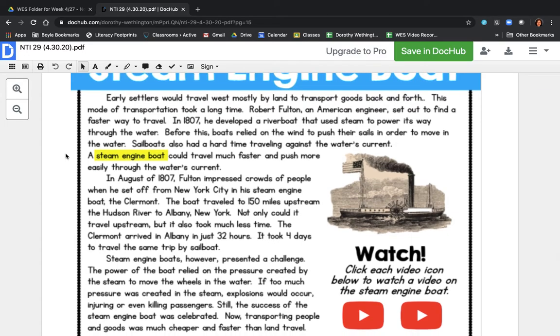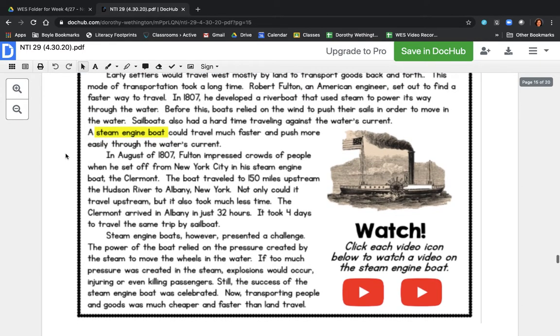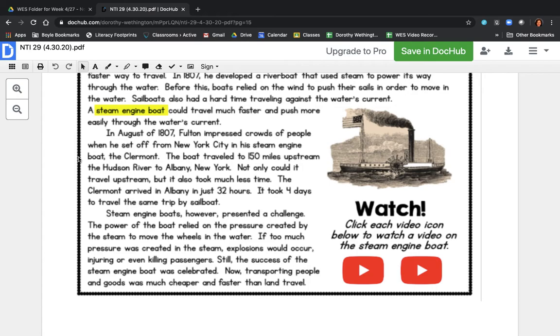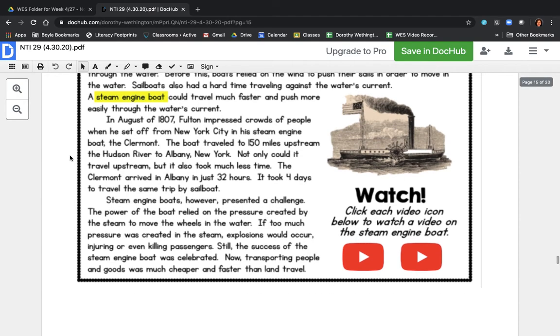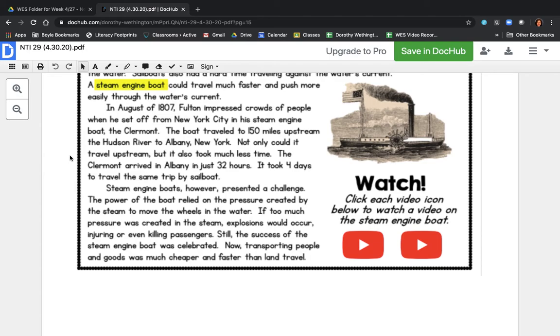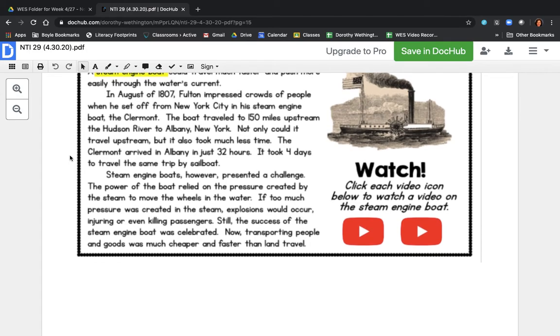A steam engine boat could travel much faster and push more easily through the water's current. In August of 1807, Fulton impressed crowds of people when he set off from New York City in his steam engine boat, the Clermont. The boat traveled 150 miles upstream on the Hudson River to Albany, New York. Not only could it travel upstream, but it also took much less time. The Clermont arrived in Albany in just 32 hours. It took 4 days to travel the same trip by sailboat.